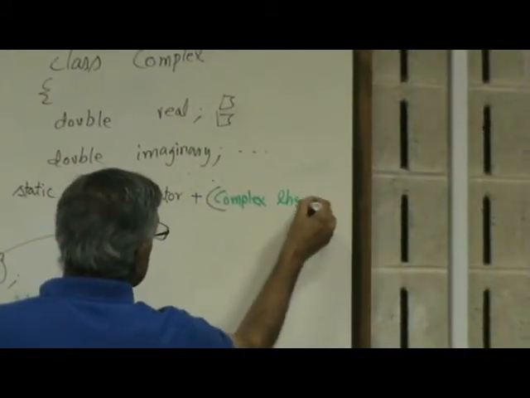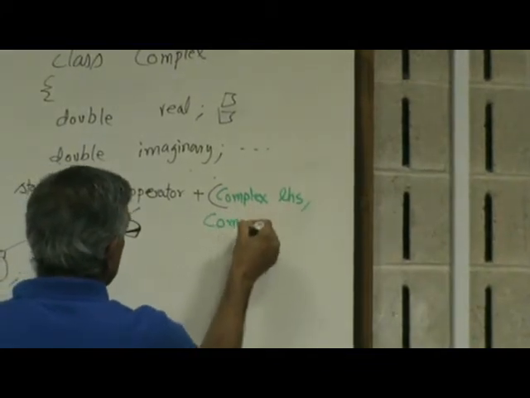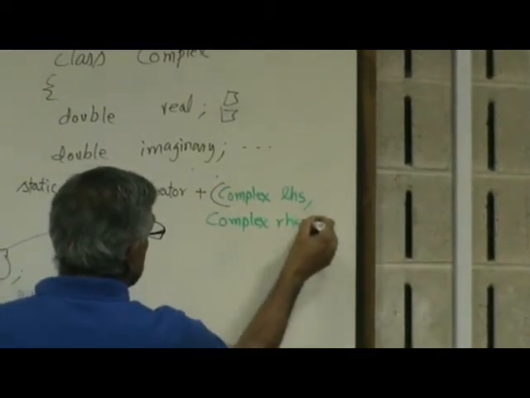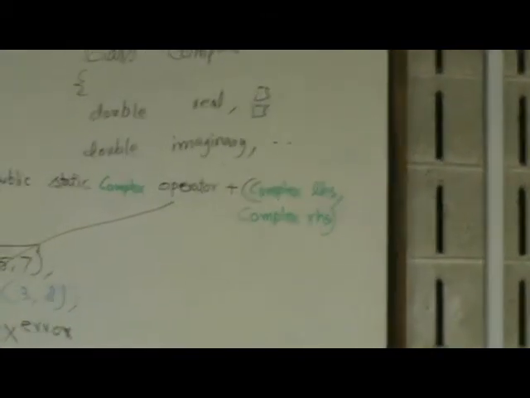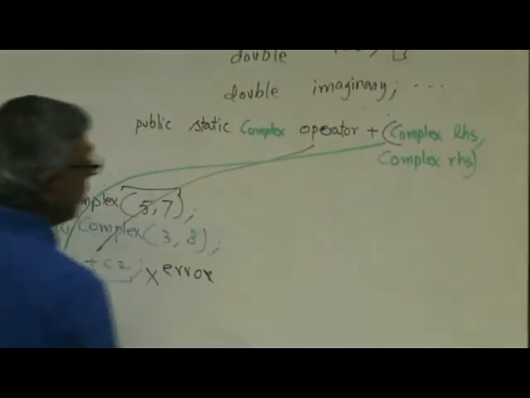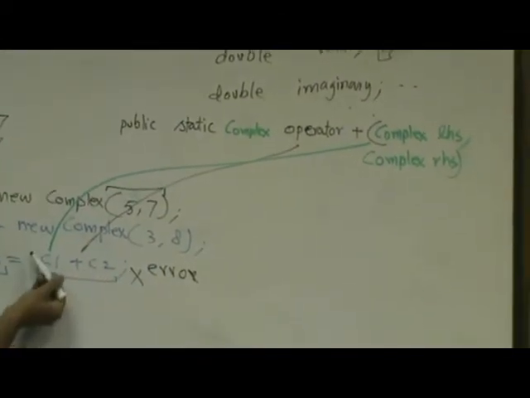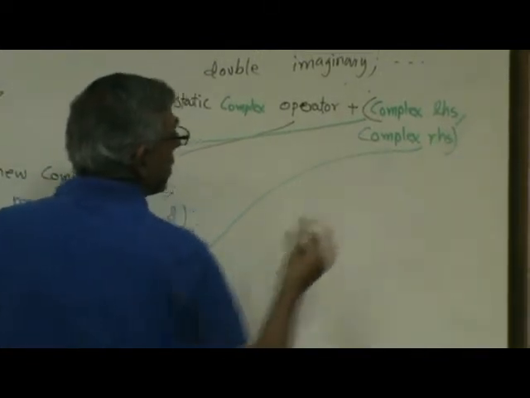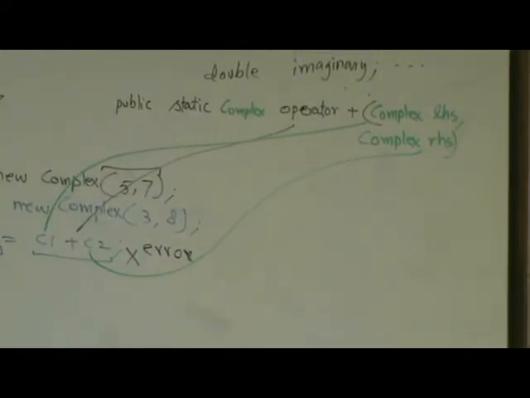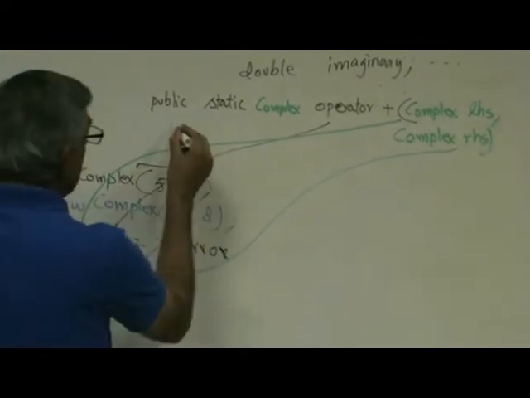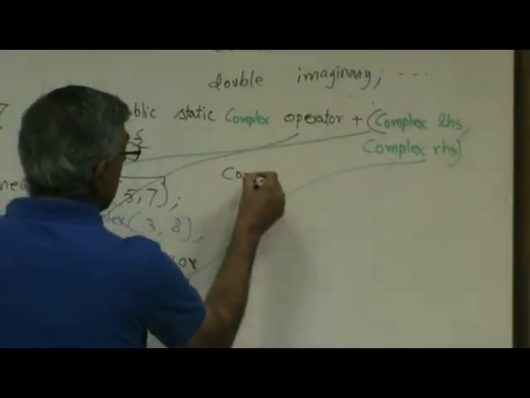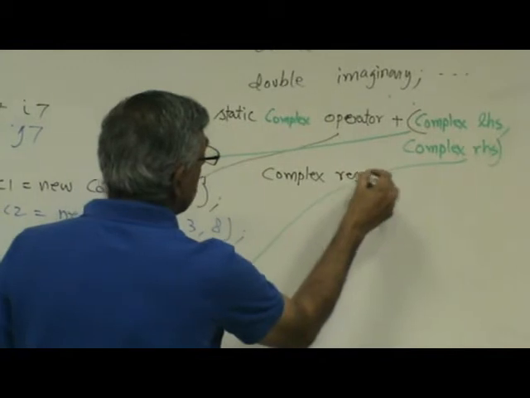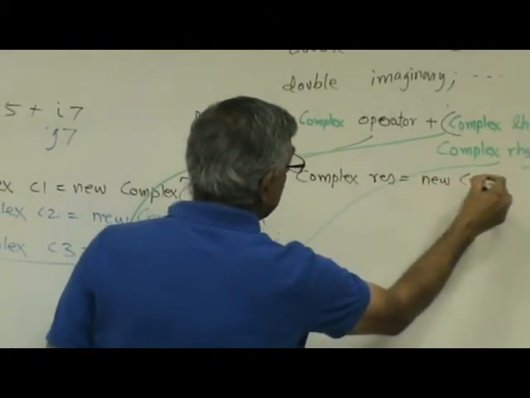Let me call it left-hand side. We can call it anything we feel like. Complex right-hand side. The reason I'm calling them left-hand side and right-hand side is because this C1 will correspond to the left of the operator, and C2 will correspond to the right of the operator. So it will be easy for us to see what code we are writing. Okay, so what will be the code over here? The code will be simply complex result equal to new complex.